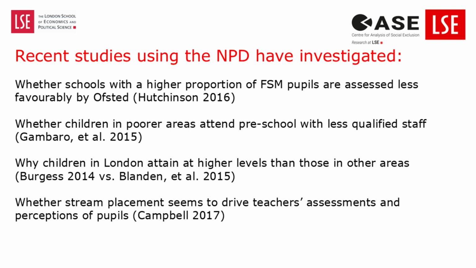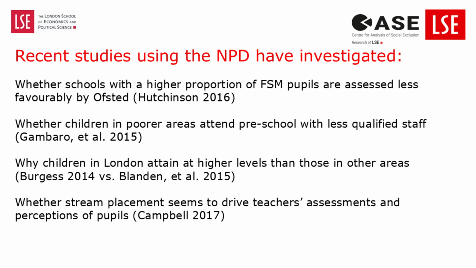It's ongoing, really. Burgess is saying that it's mostly to do with ethnicity, that we have lots of motivated immigrants in London. But then Blandon and colleagues say, nope, it's much more complicated than that. It's lots of other factors that are accounting for this. So that's ongoing, and the MPD is a good source of data for looking at that.